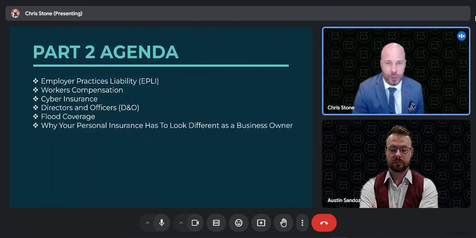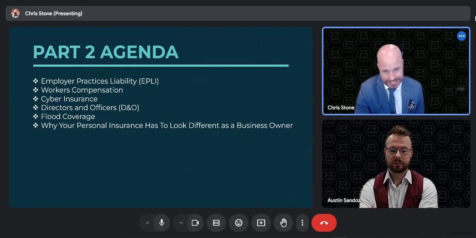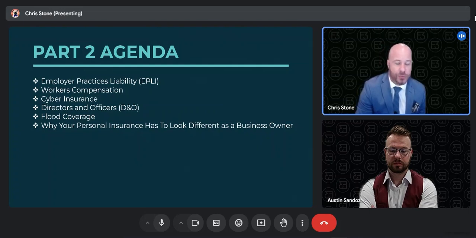Again, the other thing to look for on our university platform will be the Part 2 agenda, where we get into EPLI, employment practices liability. We get into workers' compensation, how states look at that, even if they're W-2 or 1099. Cyber insurance, directors and officers, D&O. Flood coverage, even as a tenant. We go over both. Why your personal insurance has to look different as a business owner.